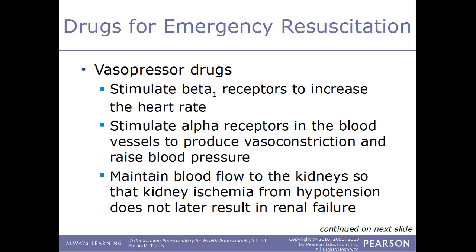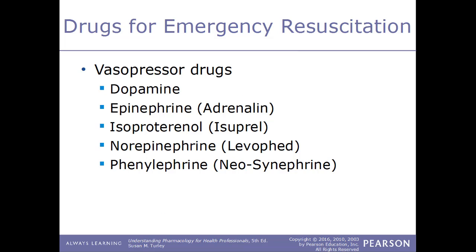Some other drugs that could be used for emergency resuscitation are vasopressor drugs, and these act by stimulating the beta-1 receptors to increase the heart rate. They also act by stimulating alpha receptors in the blood vessels to produce vasoconstriction and to raise blood pressure. And they also maintain blood flow to the kidneys so that the kidney ischemia from hypotension does not later result in renal failure. See some examples of vasopressor drugs: dopamine, epinephrine, isoproterenol, also known as Isuprel, norepinephrine, also sold under the trade name Levophed, and phenylephrine, sold under the trade name Neo-Synephrine.